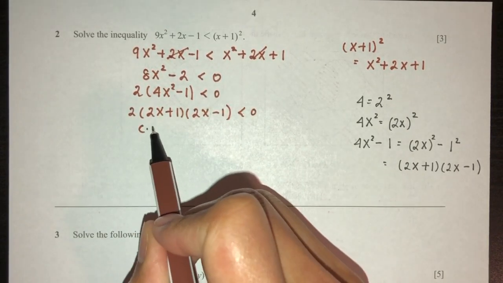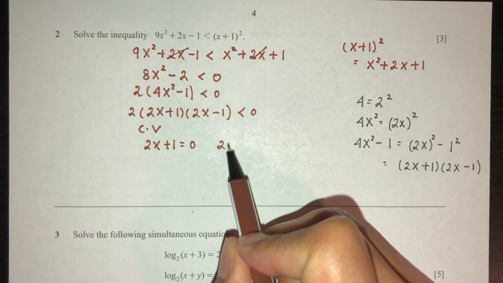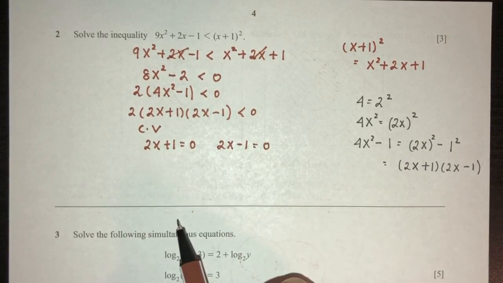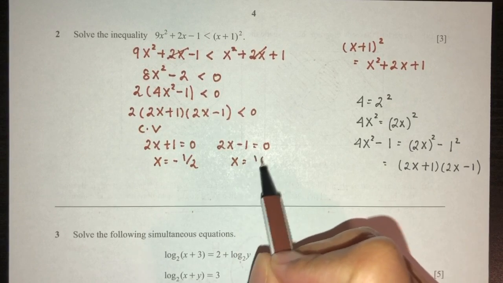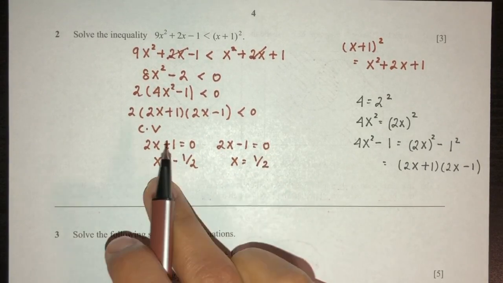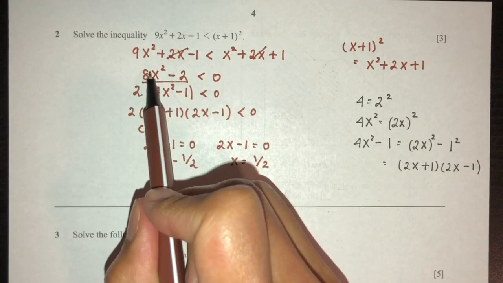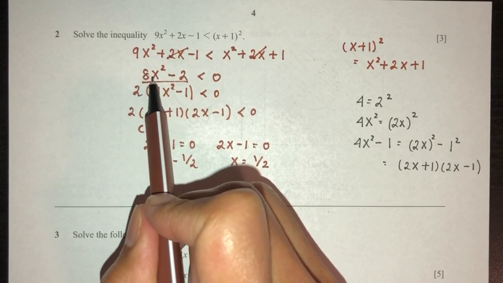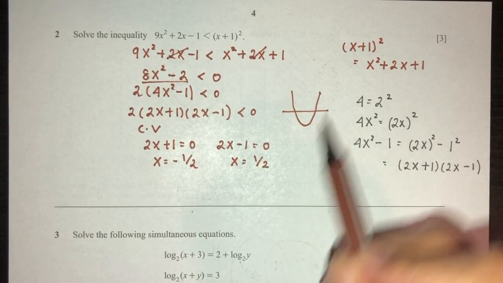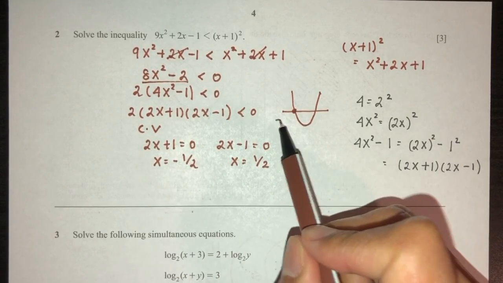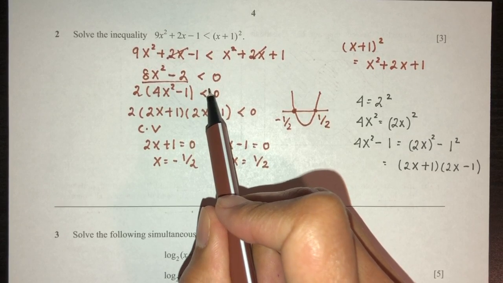Let's first find the critical values. That will be 2x plus 1 is equal to 0, 2x minus 1 is equal to 0. x is equal to minus 1 over 2 and x is equal to 1 over 2. So for these two values of x, let's find what region we're looking for. Look at this equation. As you can see, here we have a positive value before x squared. It means that your graph will look something like this. This value here will be minus half, and this is half. And we're trying to find values which is below.